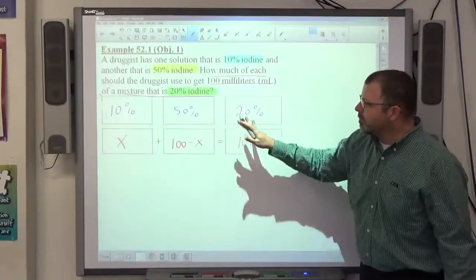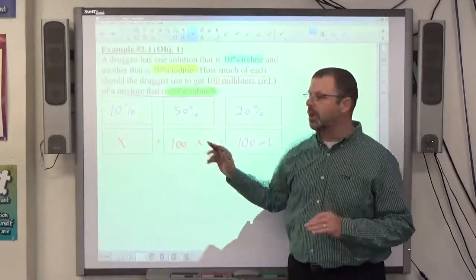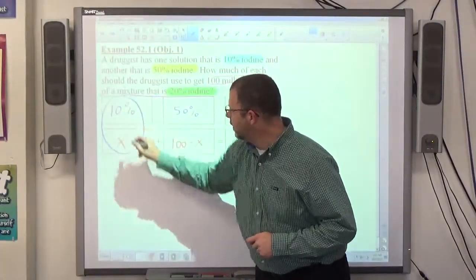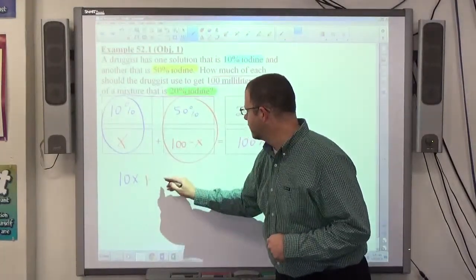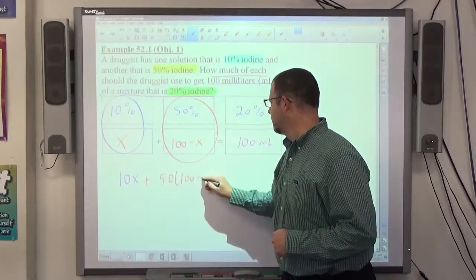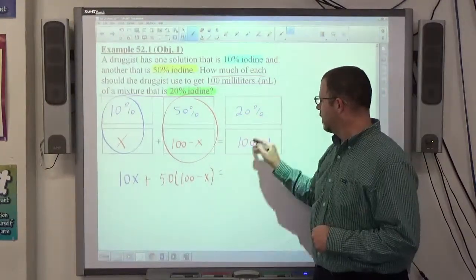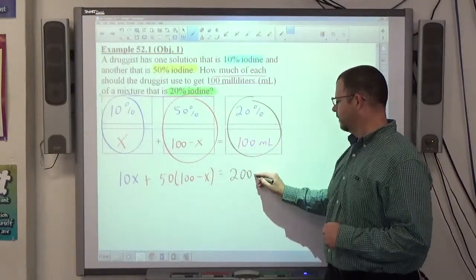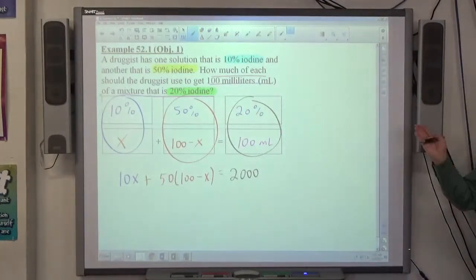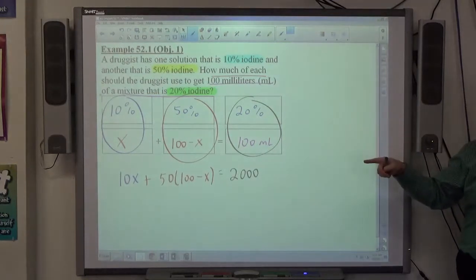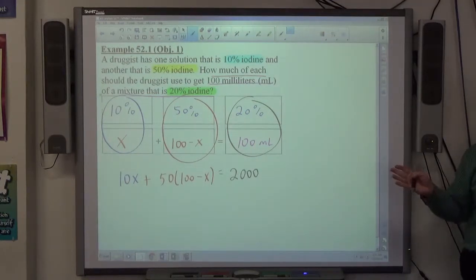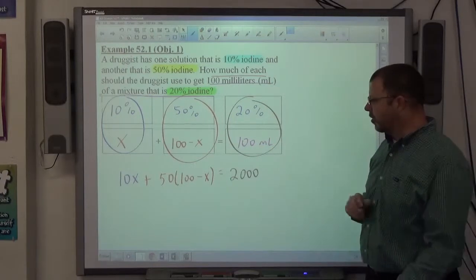So, once you get all these boxes filled in, this is a graphic organizer that really helps you set up the problem. This product plus this product equals this product. Okay. And I know they all say percent, just treat them as whole numbers. I can go 0.1 times x and 0.5 times 100 minus x and 0.2 times 100. That would also give me a true equation, but this equation is easier to work, no decimals. They both work, so let's go with no decimals.